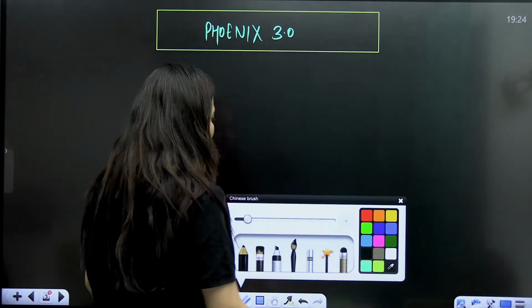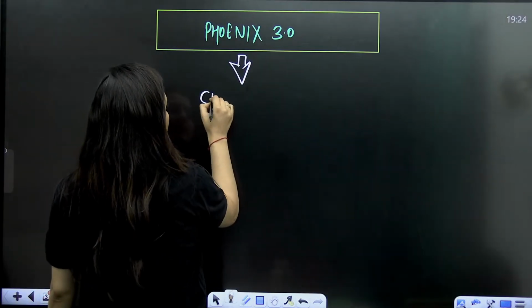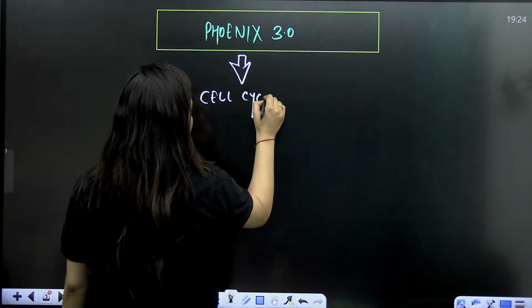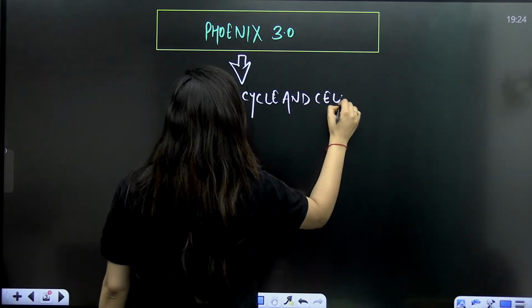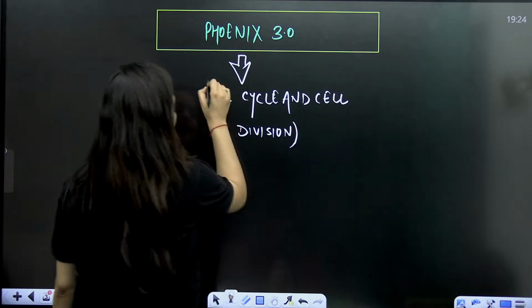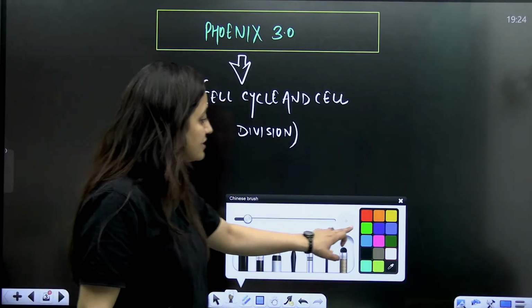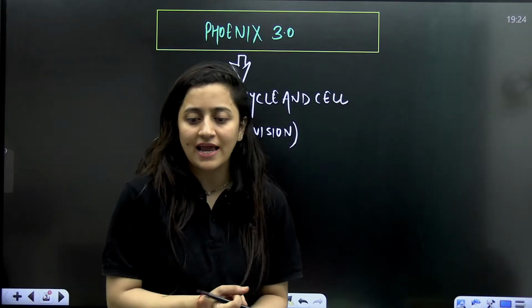And today, what are we going to discuss? We are going to talk about the cell cycle and cell division. This is something that we have to discuss today, and I hope you all are prepared for it. Yes, guys. So the topic that we are going to discuss today is what? It is the cell cycle and cell division. I hope you are excited.